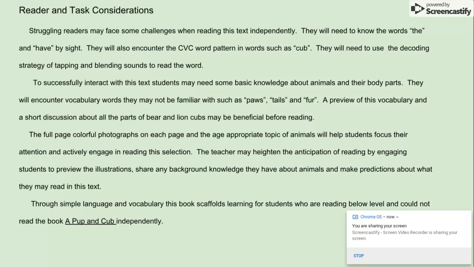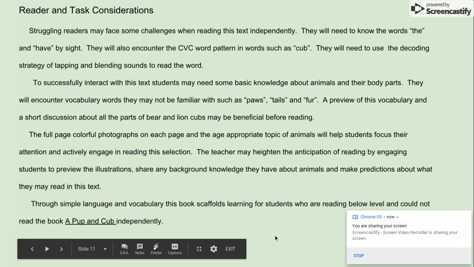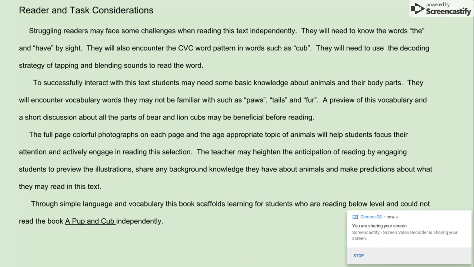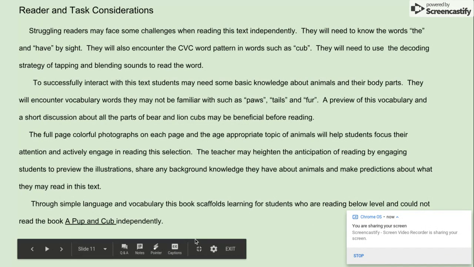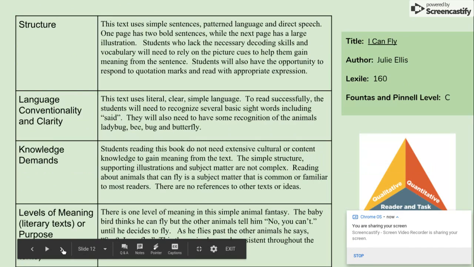The full page color photographs were very age appropriate, engaging, and really helped suck the students into the book. A suggestion here is the teacher may heighten the anticipation of reading by engaging students to preview the illustrations, share any background knowledge they have, and make predictions. So really engaging them in that conversation. This was included in the text set to really address how can we get some of these lower readers reading independently and really gaining information from what they're reading to help meet our science standard.